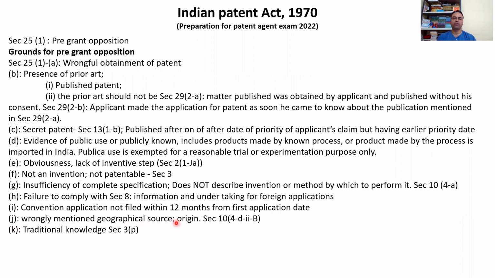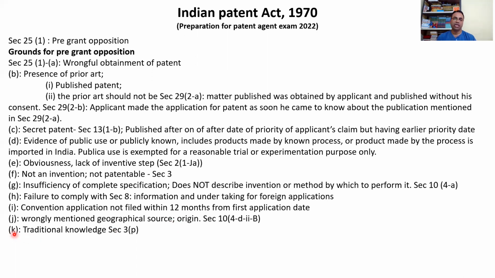Wrongly mentioned geographical source. So section 10(4)(d)(2)(b). It says that you need to describe all available characteristics required to be correctly identified and indicated, included in the specification, including the name, address of the depository institution, and date and number of deposits of the material at the institution. All these things you need to disclose. But if anything is wrong there, then you can say that this is wrong.